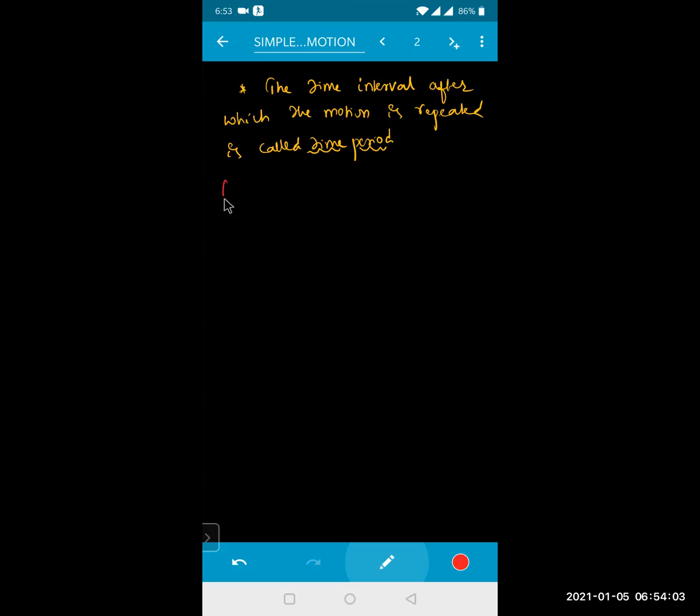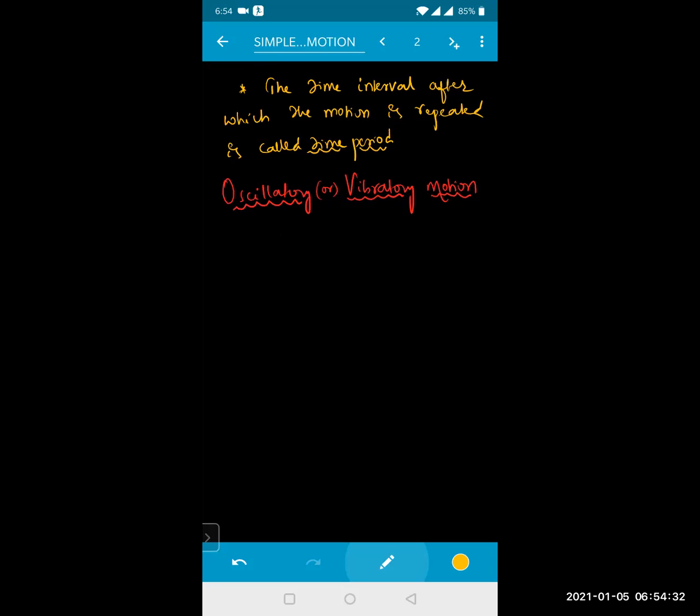Next one is about oscillatory motion. What do you mean by oscillatory or vibratory motion? Do you have any example, beta? What does oscillatory mean? What does vibratory motion mean?